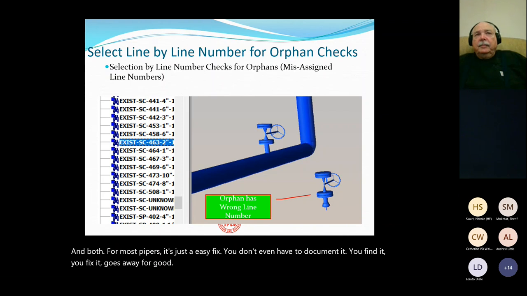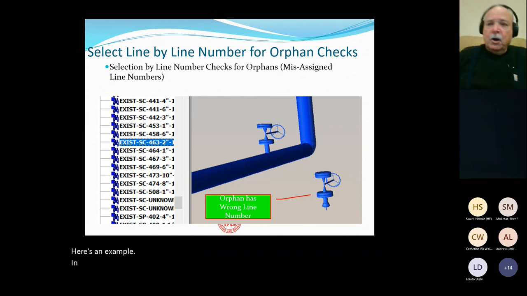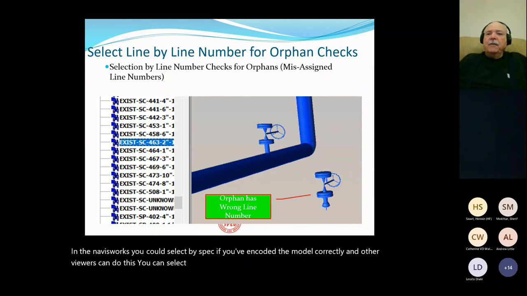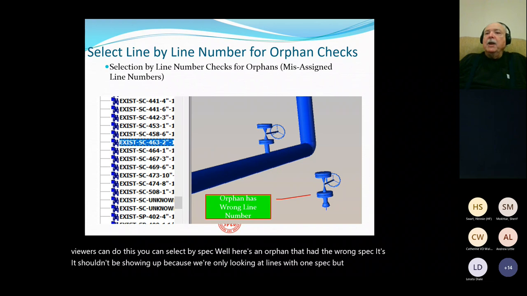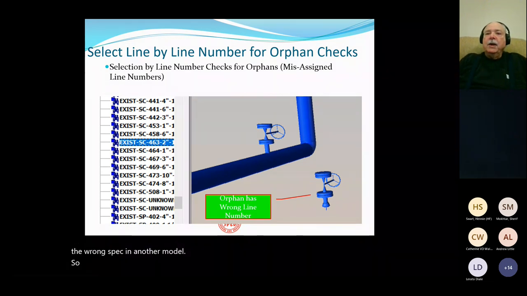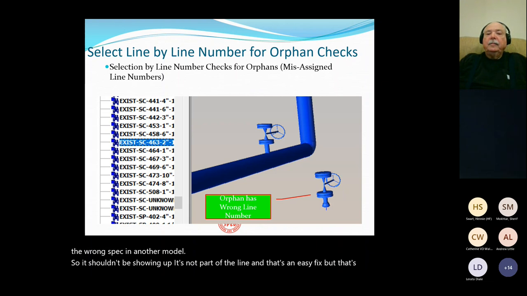Here's an example. In Navisworks, you can select by spec if you've encoded the model correctly. And other viewers can do this. You can select by spec. Well, here's an orphan that had the wrong spec. It shouldn't be showing up because we're only looking at lines with one spec, but it has the wrong spec in another model. So it shouldn't be showing up, it's not part of the line, and that's an easy fix, but that's how you can detect it.